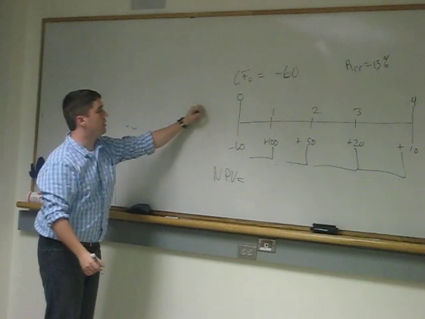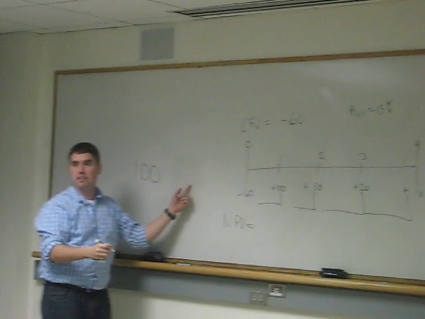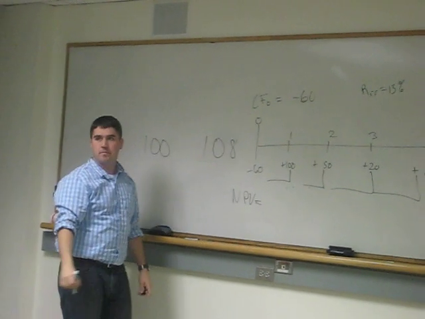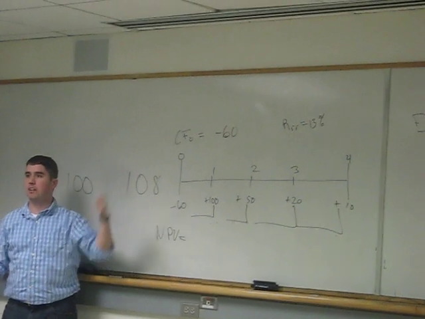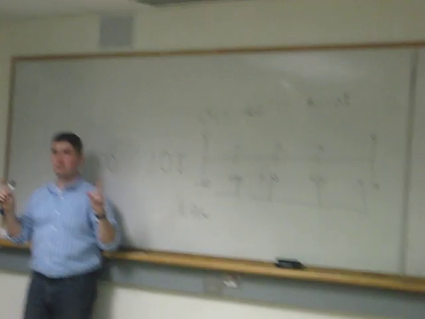But here's what you can do. Let's stick with that 100, and let's say at the end of the year, the value that you're going to get is 108. So, just doing the simple math in our heads, we can see we're not going to meet our required rate of return. We're going to have a negative NPV. Does everyone see that?